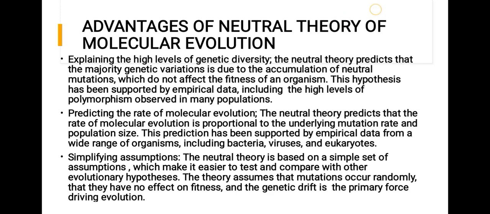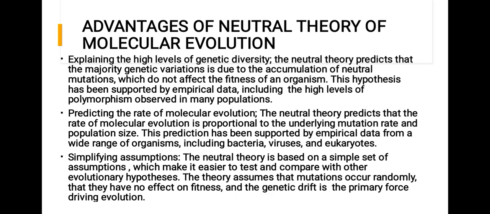Advantages of the neutral theory of molecular evolution. Explaining the high levels of genetic diversity, the neutral theory predicts that the majority of genetic variation is due to the accumulation of neutral mutations which do not affect the fitness of an organism. This hypothesis has been supported by empirical data, including the high levels of polymorphism observed in many populations.